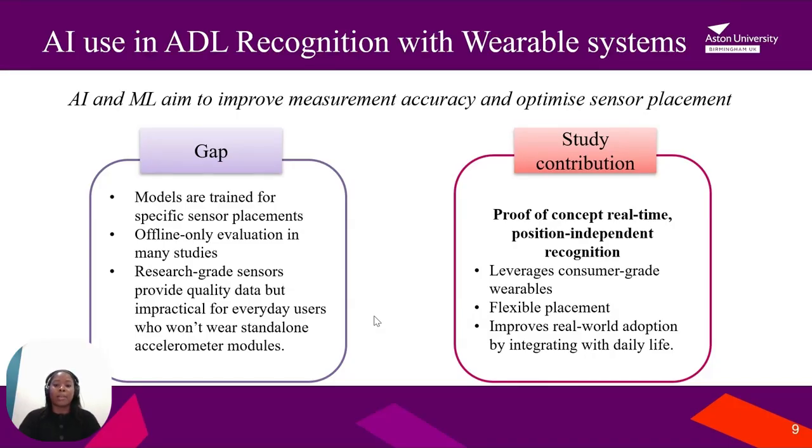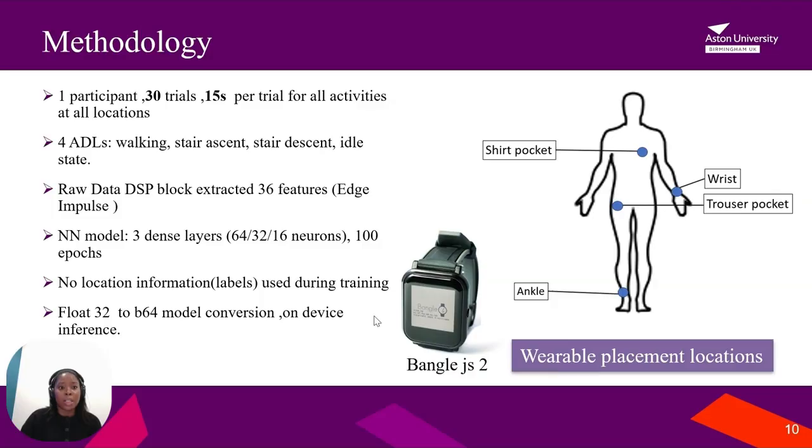So in this study, we were looking at a proof of concept for a position-independent recognition system using a consumer grade wearable device. This would allow for flexible placement and therefore improve real-world adoption by integrating with older adults' daily life. For this study, only one participant was used, and we collected about 30 trials at 50 seconds per trial for all 4 activities. The wearable was placed on 4 locations: the shirt pocket, wrist, trouser pocket, and the ankle. The activities recorded were walking, stair descent, stair ascent, and idle state, where the user was just sitting down.